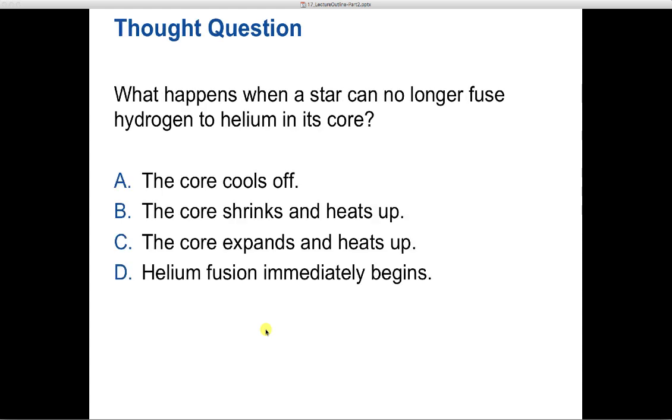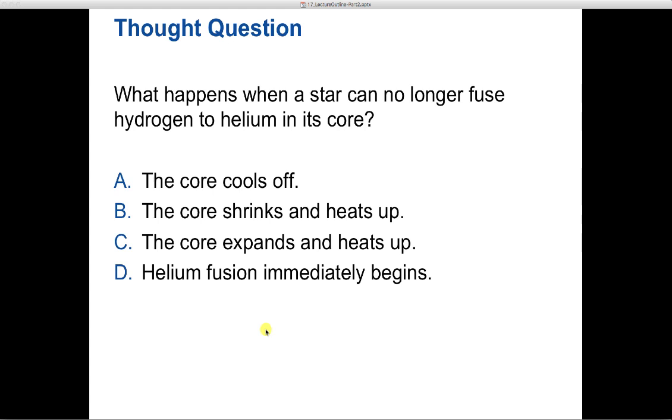So then what happens if a star runs out of its hydrogen in the core? It just has a bunch of helium there. What happens? Does it just start cooling off? Does it shrink and heat up? Does it expand and heat up? Does it start fusing helium immediately?